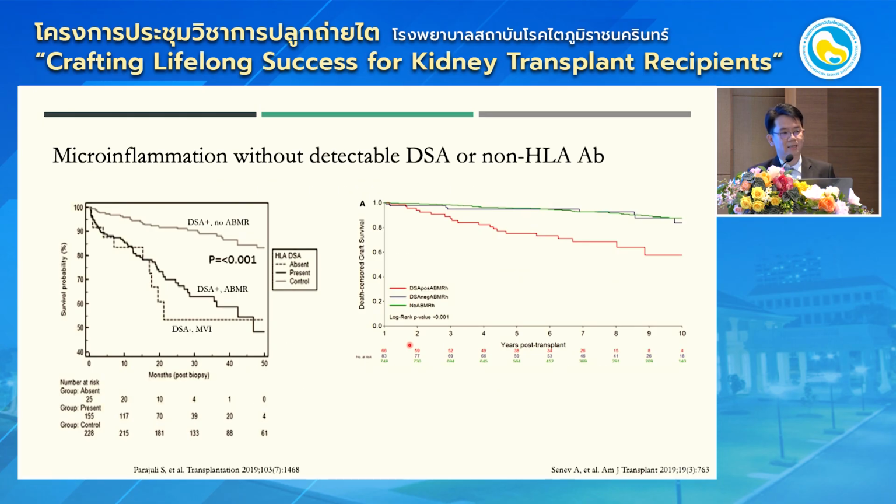And after that, according to the diagnosis of ABMR at that time, there were some patients who have only MVI, microvascular inflammation, without detection of the DSA, and C4d has been negative. At that time, many studies were published on the prognosis of MVI without DSA. And some studies had different outcomes.